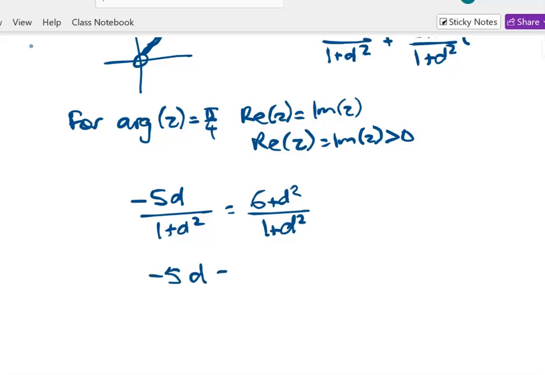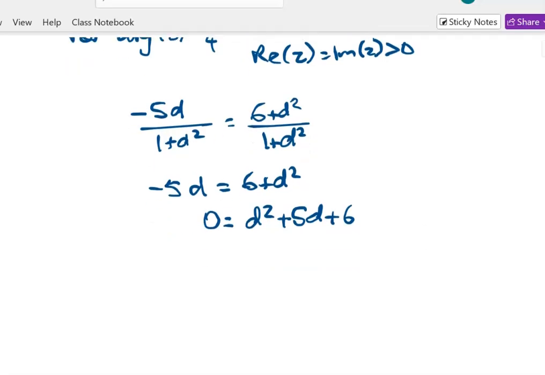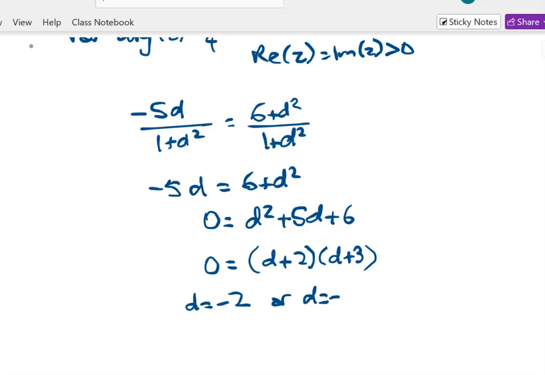I get -5d is equal to 6 + d squared. So it's a straightforward quadratic: d squared + 5d + 6 = 0. Factorising gives me two values of d. d is equal to negative 2, or d is equal to negative 3.